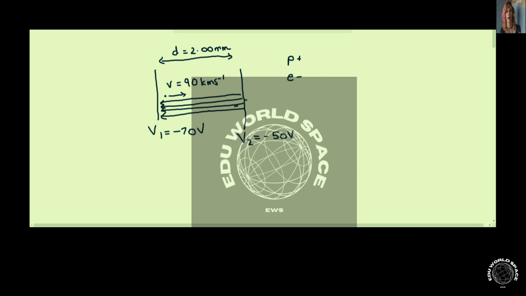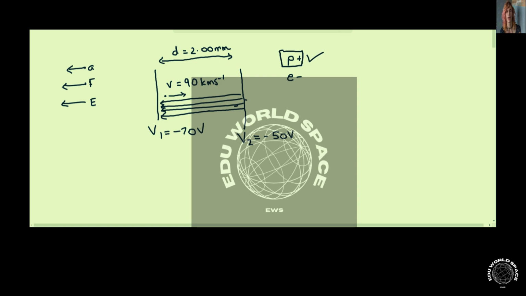Now, since the particle is traveling rightwards and slowing down from its initial velocity, it's experiencing an acceleration in the leftward direction. That means the force is also in the leftward direction. Now this direction aligns with the electric field. That means that the charge is positive and therefore our particle is a proton.